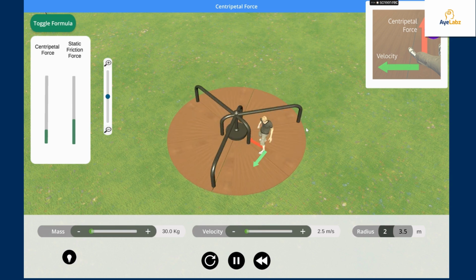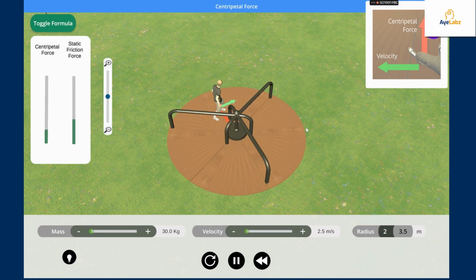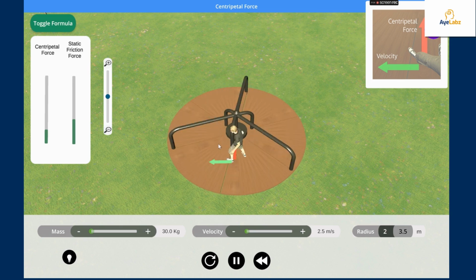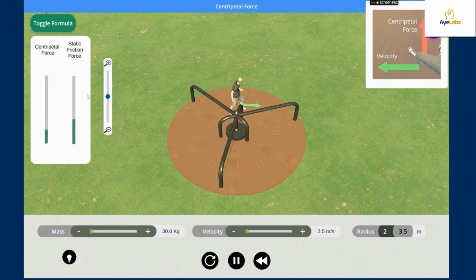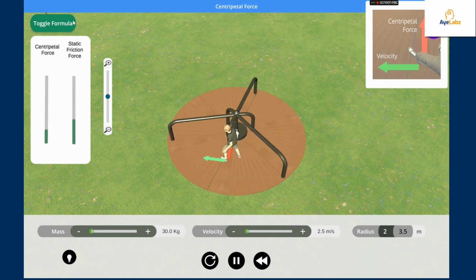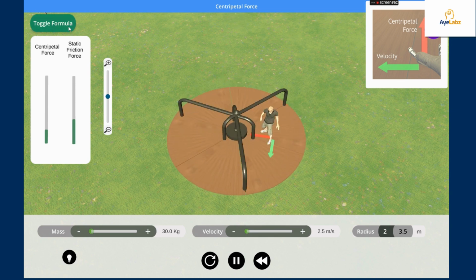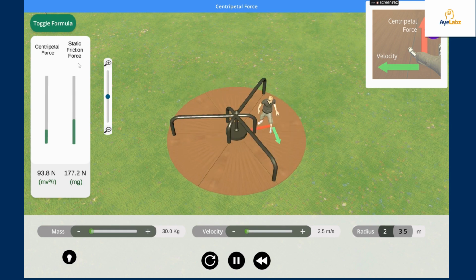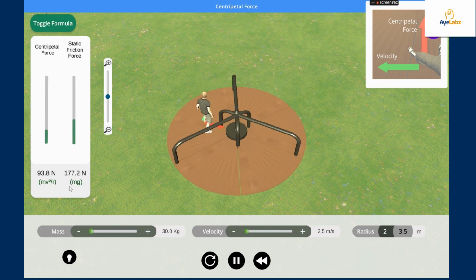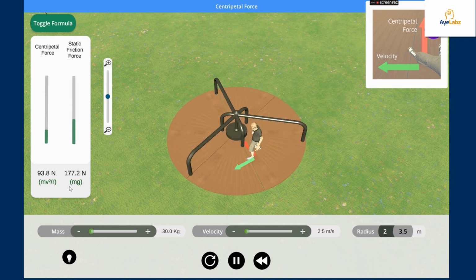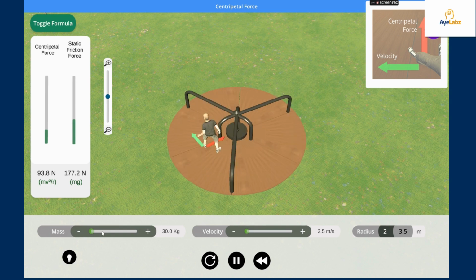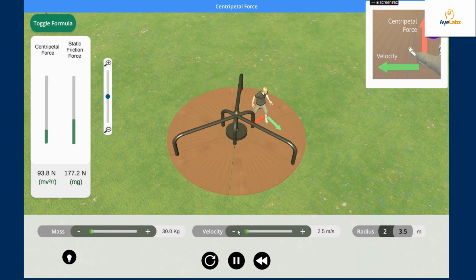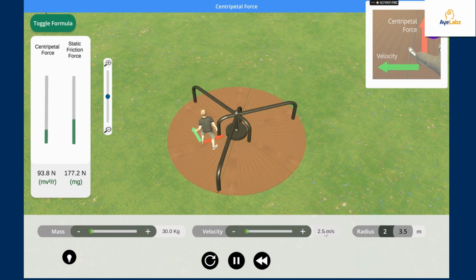Now let's add some more dimensions. I'm going to activate the static friction and centripetal force graphs. By clicking on this toggle formula button, the formula of centripetal force and static friction force will appear at the bottom. Here's the fun part. You can change the mass of the person and the velocity of the merry-go-round using these two sliders.